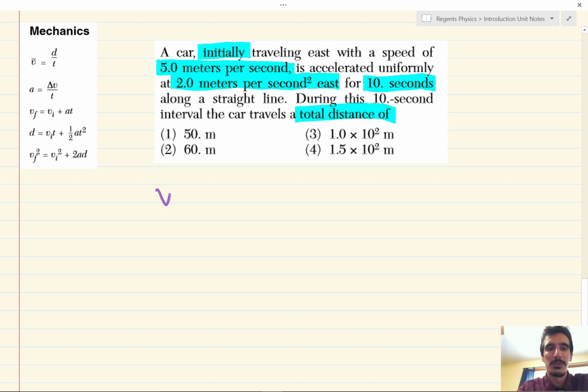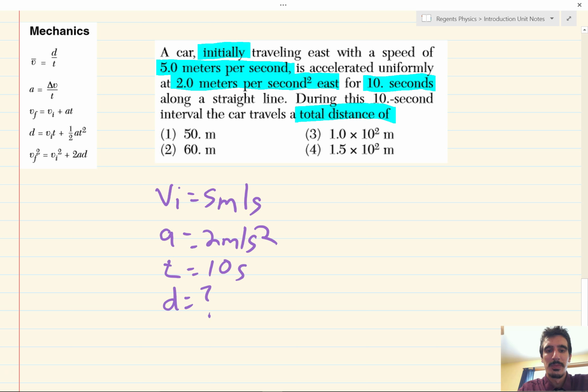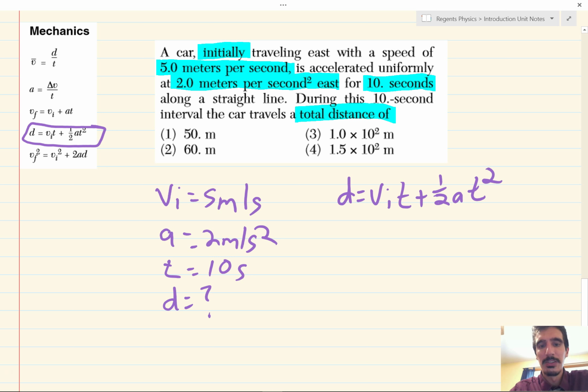Initial velocity is 5 meters per second. The acceleration is 2 meters per second squared. And the time is 10 seconds. And we're asked to find the distance. So it has VI, A, D, and T. We look at our reference table, and it's D equals VIT plus 1/2 AT squared. Okay, and distance is already by itself, so all we have to do is plug and chug.